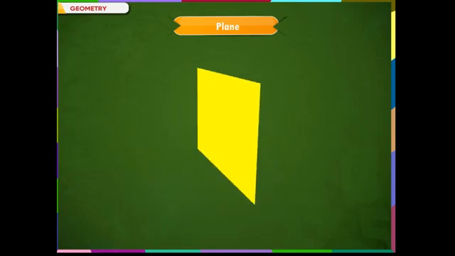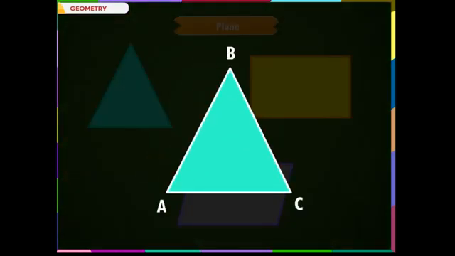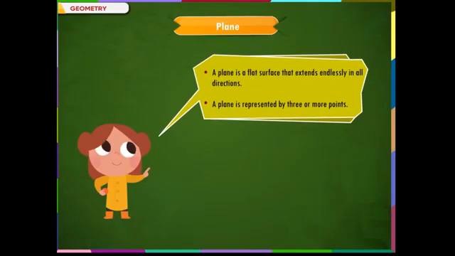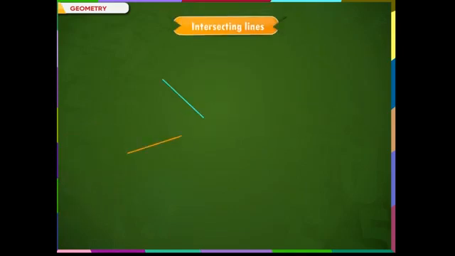A plane is said to be a very thin, flat surface that does not have any thickness and extends endlessly in all directions. Though the plane extends endlessly, for practical purposes, we represent it by a portion. It may be represented in the form of a rectangle, triangle, or a parallelogram. We can represent a plane by 3 or more points which are not in a straight line. Remember, a plane is a flat surface that extends endlessly in all directions. A plane is represented by 3 or more points.